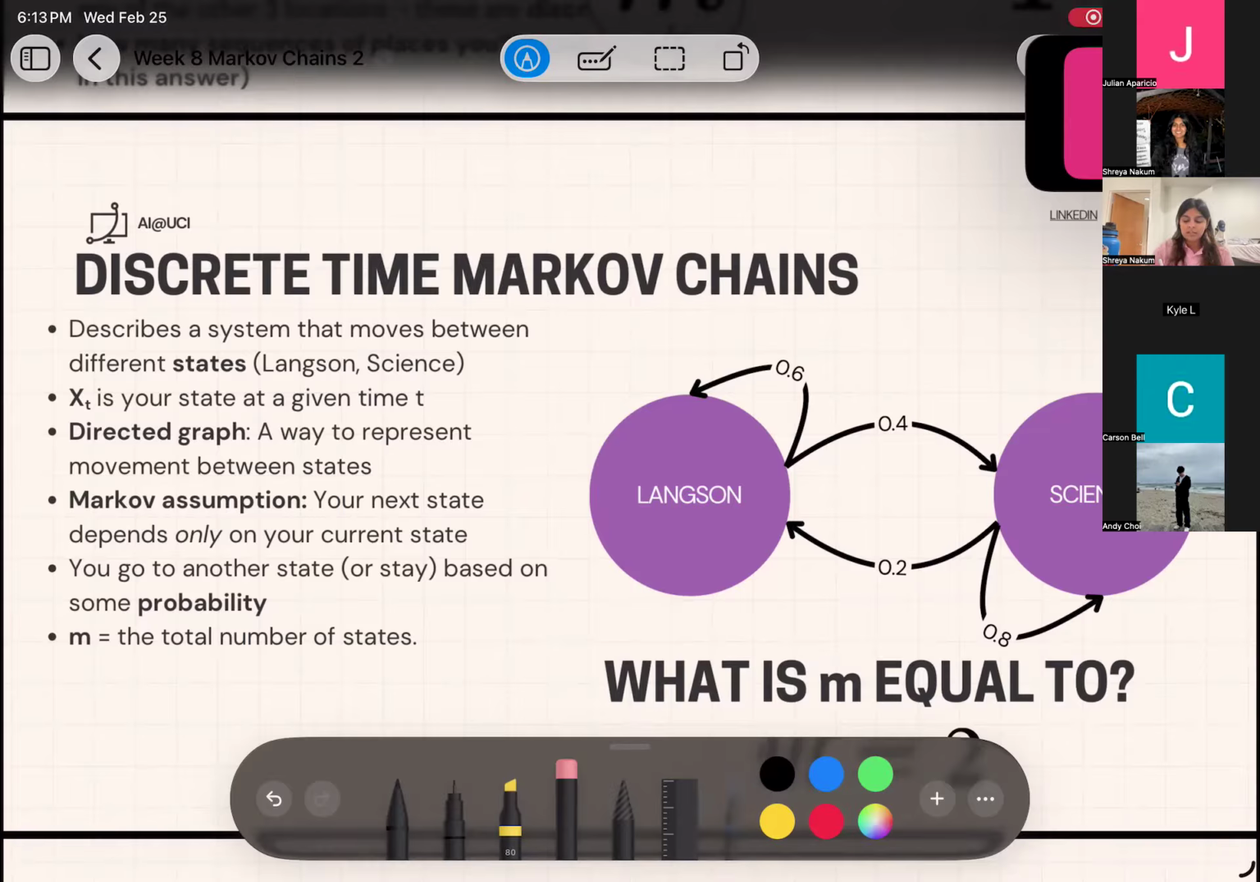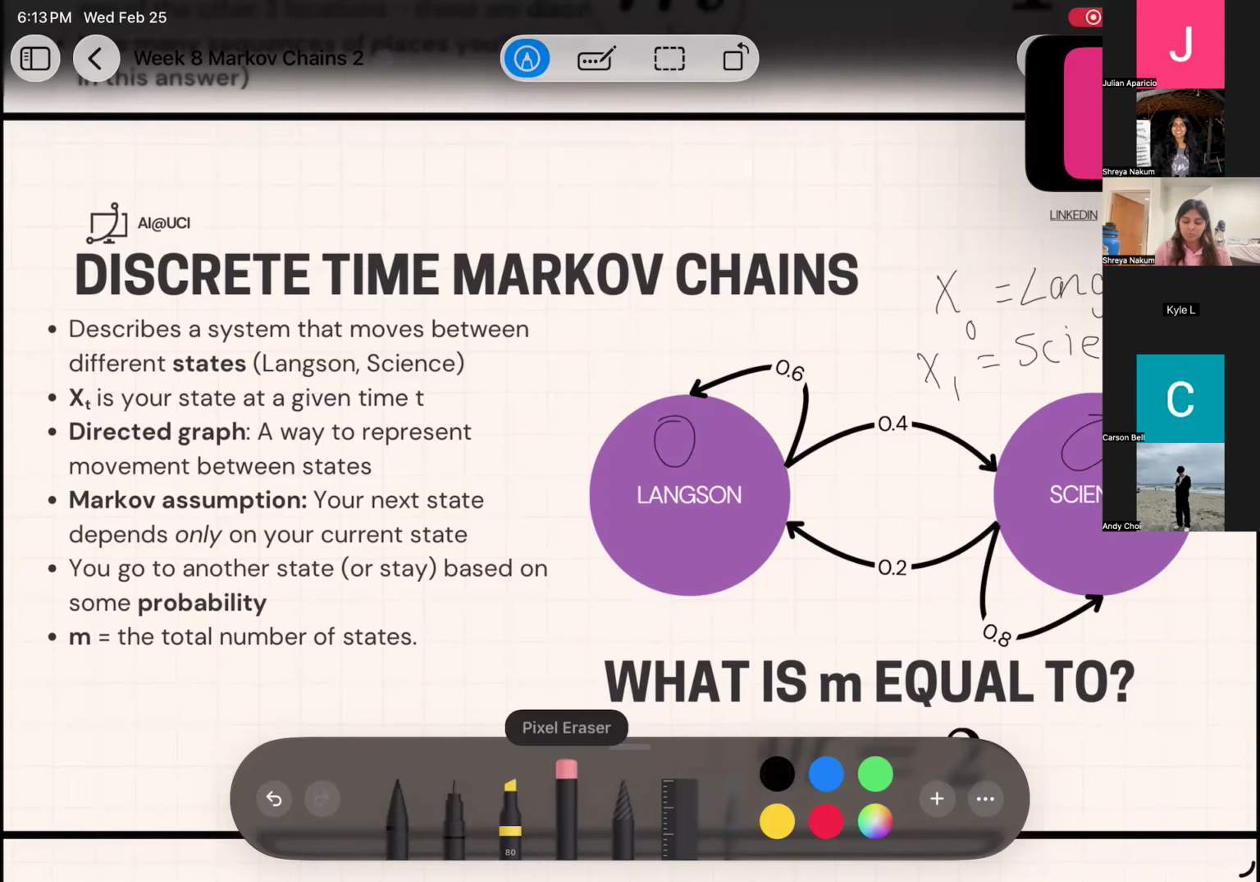So these different places here that we have, like Langston and Science, these are our states. These are sort of the places we can be, the situations we can be in. That's how to think about states. And x_t is your state at a given time t. So if I told you, hey, we're starting at Langston, then x_0 equals Langston. Let's say I tell you, now we're going to go to Science Library. x_1 would be Science. That's one of the main vocabulary terms we're going to use a lot.